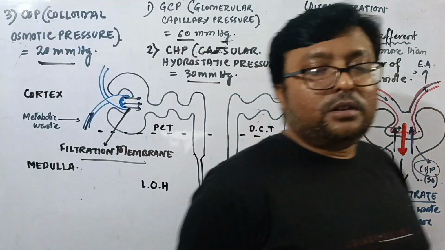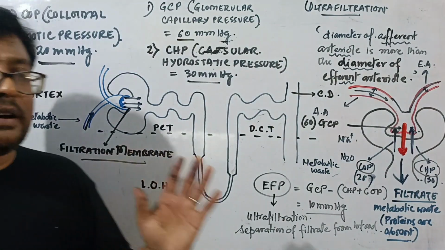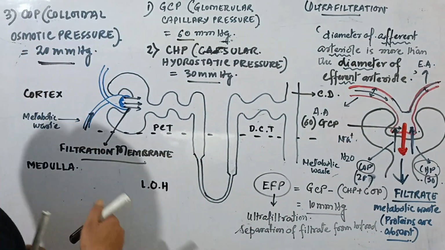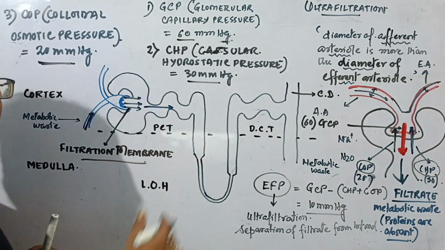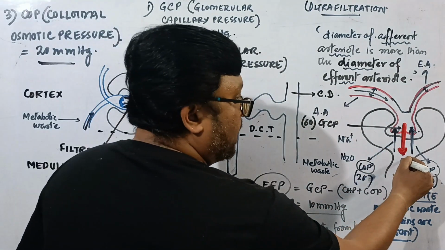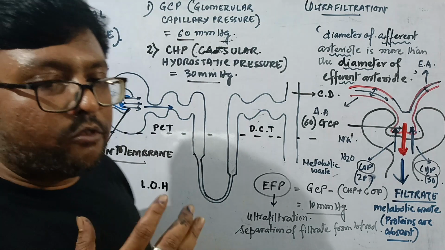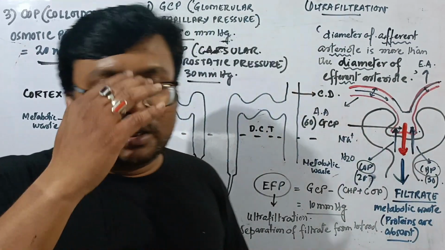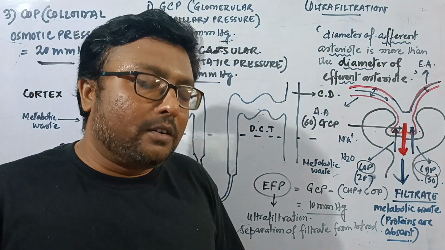Yes, sir. So this is what ultrafiltration is. We call this ultrafiltration. So due to ultrafiltration, basically we will find that this filtrate enters the renal tubule. It enters the renal tubule. So the next step that is involved in the process of urine formation is known as reabsorption.